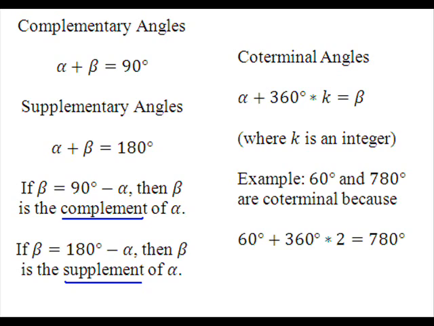Two angles are coterminal if you can add an integer multiple of 360 degrees to one of the angles in order to get the other. So 60 degrees is coterminal to 780 degrees because 60 plus 360 times 2 equals 780.